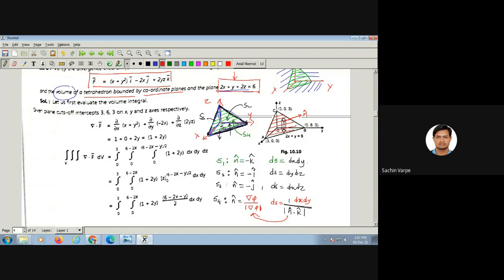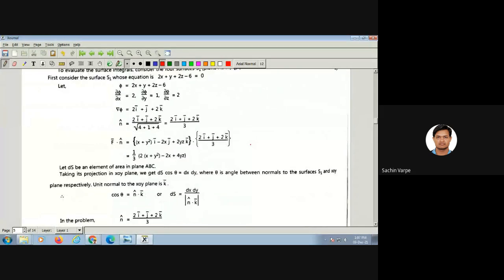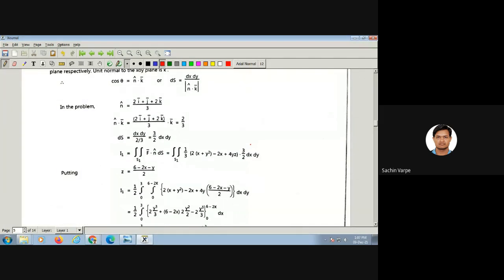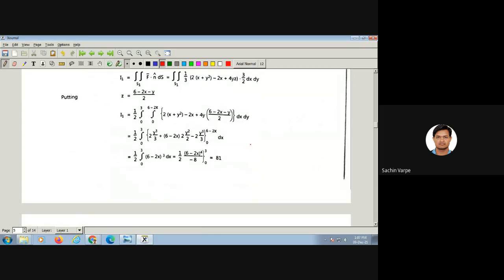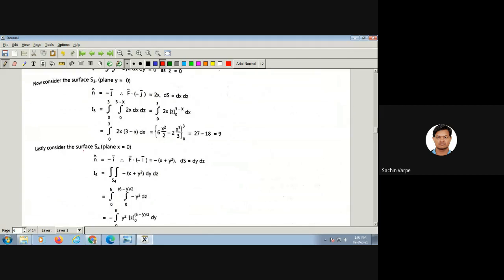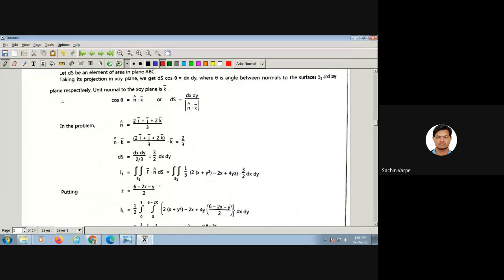सबको clear है? So according to the projection, this n cap and area element will change. So with the help of these, we calculate the left hand side, which is the double integration. Okay, so you can see here, along S1, S2 and along S3 they have calculated, and lastly consider the surface S1.